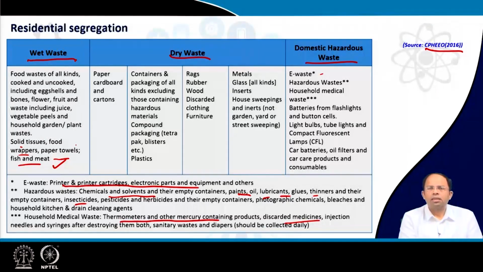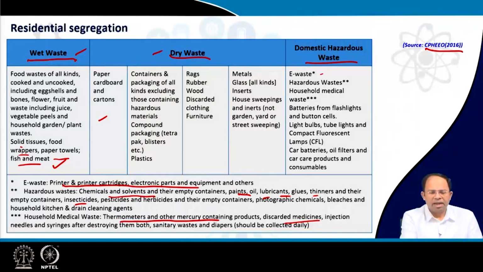Now for dry waste, the manual suggests we can further categorize it. For example, if a ULB is able to achieve basic segregation like wet waste, dry waste and hazardous waste, and feels it is possible to engage people further, then they can segregate paper, cardboards and cartons as one category.